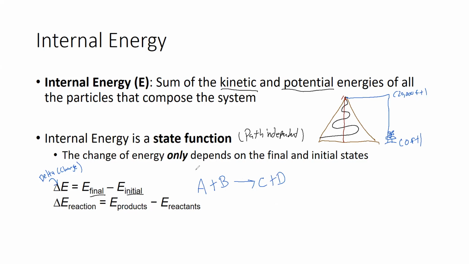Anything on the left-hand side of the arrow is a reactant. Anything on the right side of the arrow is a product. So that's how we define reactants and products in a chemical reaction. And the change of energy is the energy of the products minus the energy of the reactants. All right. So any questions about our definitions of internal energy or state functions or how to calculate energies?